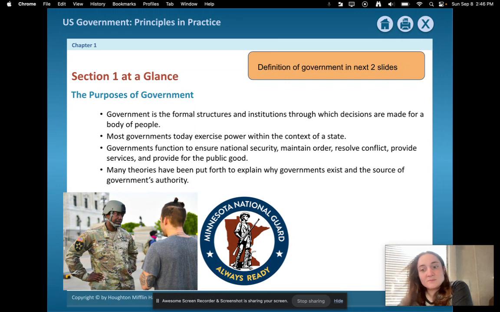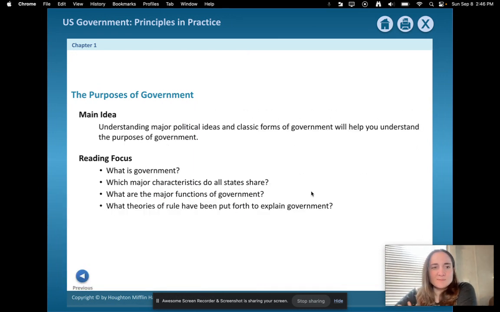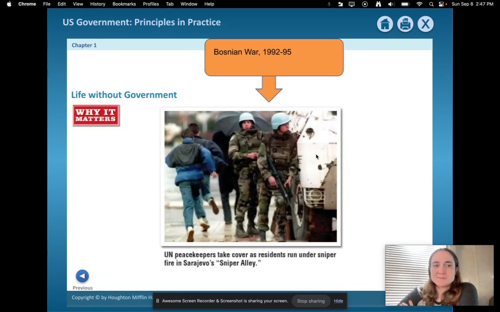One of the really big pieces of government would be the National Guard. The Minnesota National Guard plays a big role, and so do all the other states' National Guards. So, what is the purpose of government? The main idea is that understanding major political ideas and classic forms of government will help you understand the purpose of government. So, we're going to answer some questions today, like what is government? Which major characteristics do all states share? What are the major functions of government, and what theories of rule have been put forth to explain government?